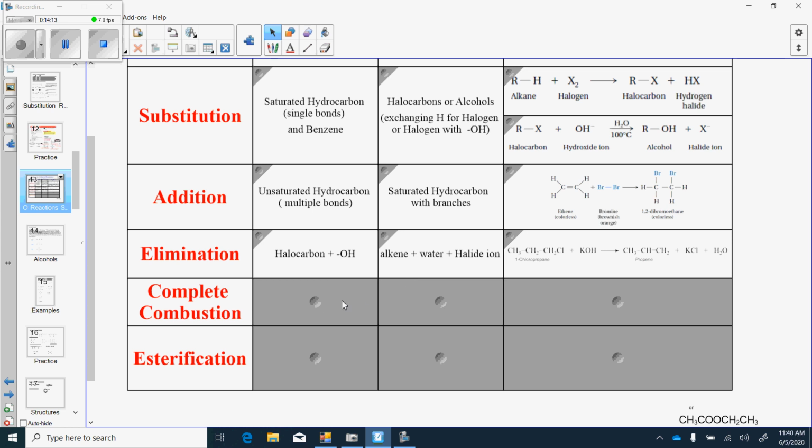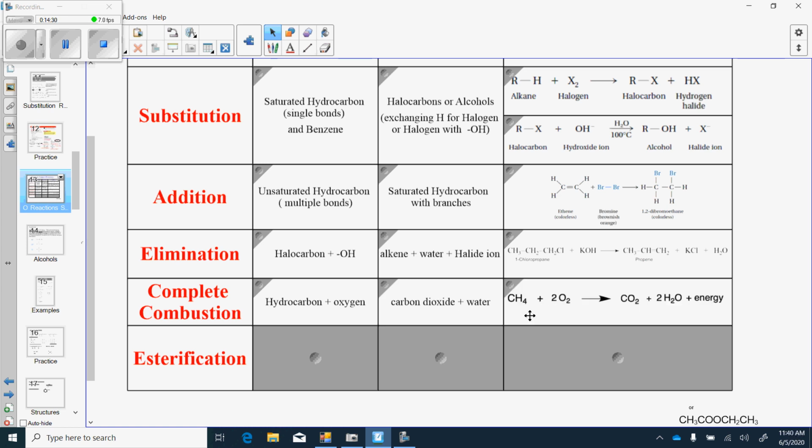With complete combustion, we're looking at hydrocarbons specifically, so you need a hydrocarbon and an oxygen, and you're always going to make carbon dioxide and water. Right? The number of molecules of each will change, but that's what you're going to make. And there is methane. Take note, all of these start with different things.